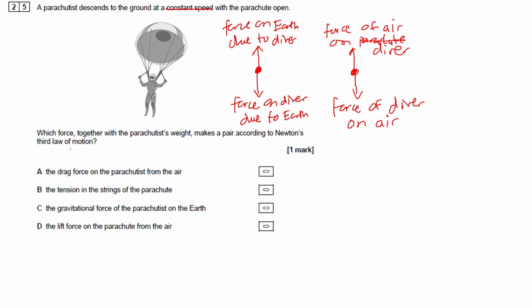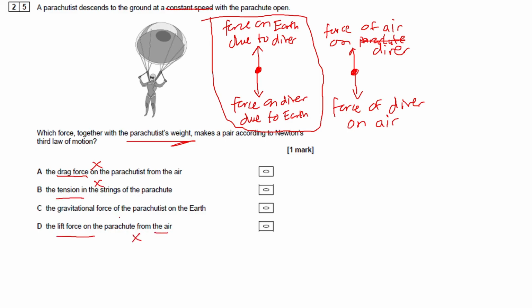So in this question, we're trying to find the third law pair for the weight. So it's the ones we've done here. Okay, so it can't be the drag force, that's not the same type of force. Can't be tension, because again, that's not the same type of force, it's not a gravitational force. And it can't be lift from the air, because again, it's not the same type of force, and this time it has to be C in this case, because it's the same type of force, and it's on a different object, the Earth. So we've already identified that in our drawing.